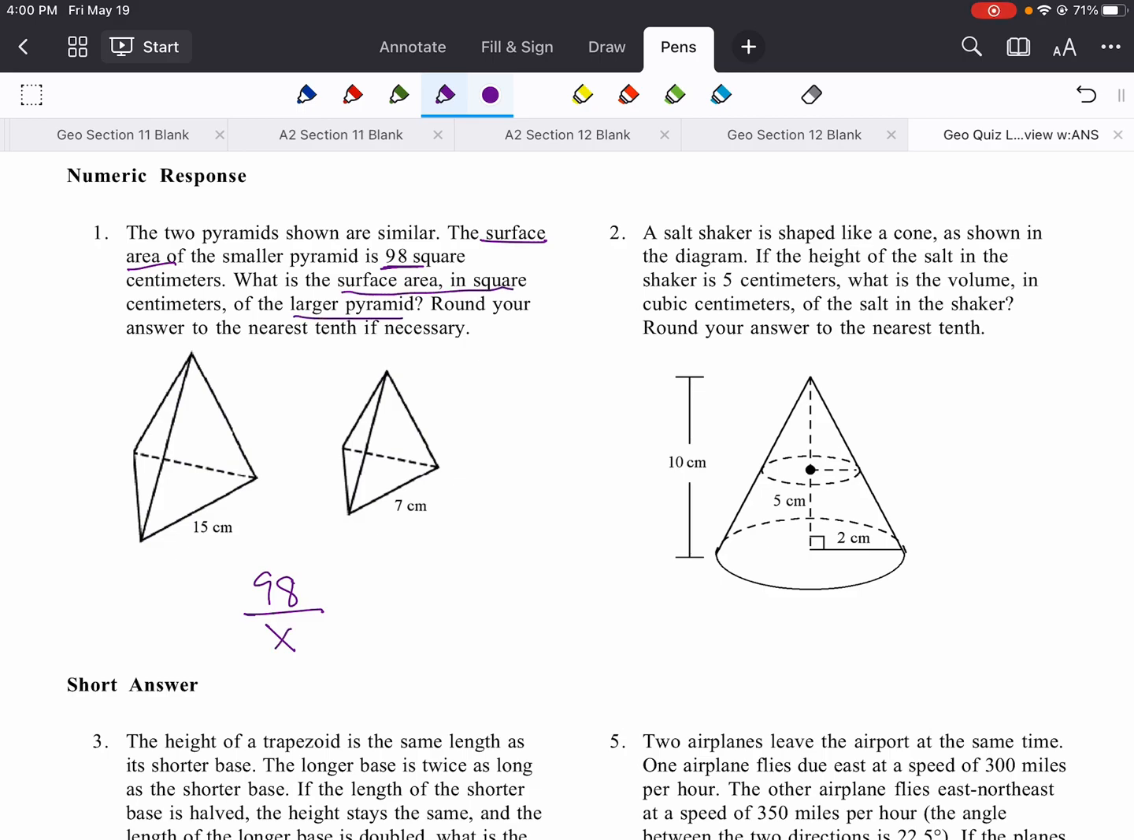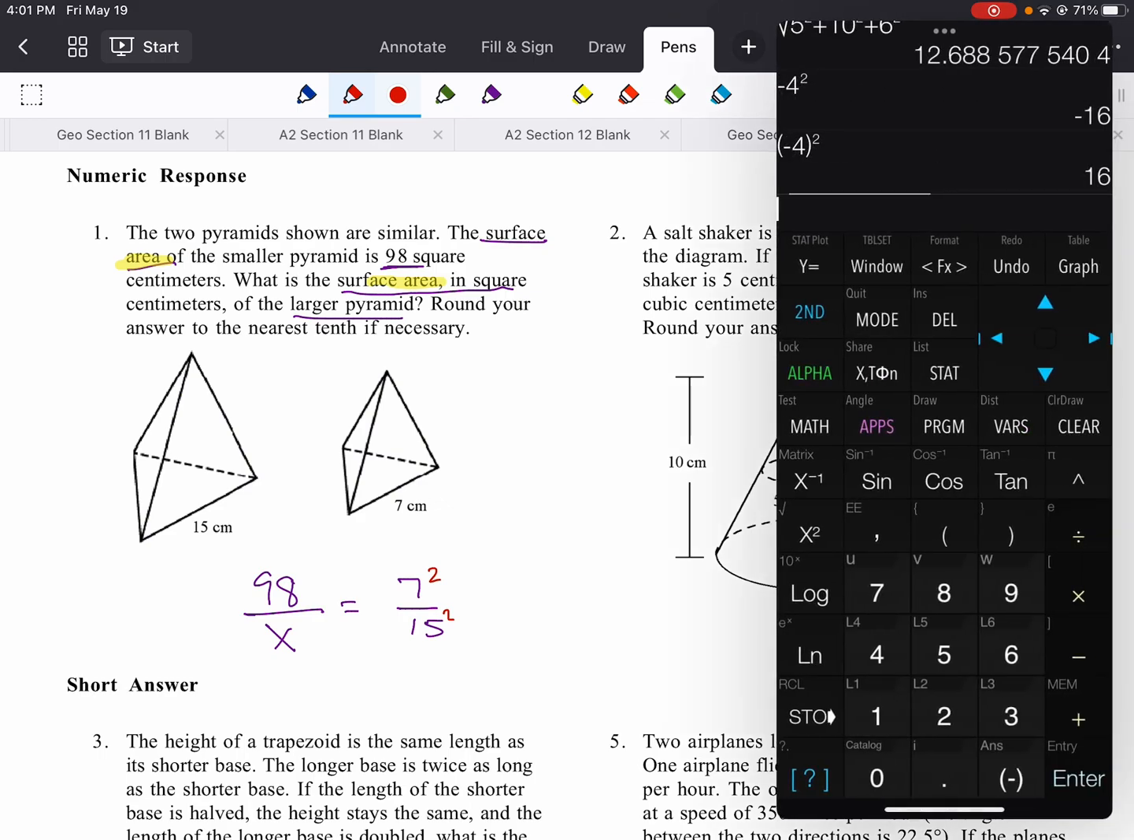So 98 is to X, and then you're just going to compare the sides, like 7 is to 15. Uh-oh, but wait, it's area. And when you see the word area, when you're comparing similar figures, you need to square the scale factor. Let me just pause for a second. You square your scale factor. 7 is to 15, that's just the side. When you're talking about the square footage or area, you've got to square that scale factor before you use it. Similarly, if it was asking for volume here, you'd have to cube that scale factor.